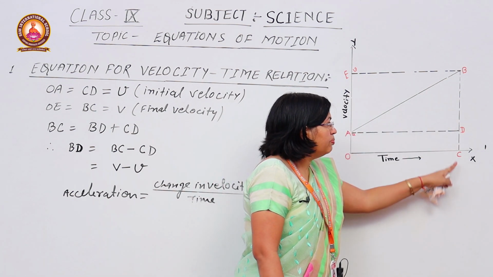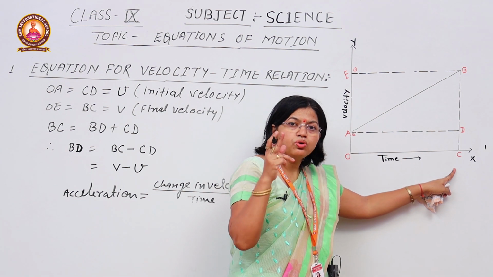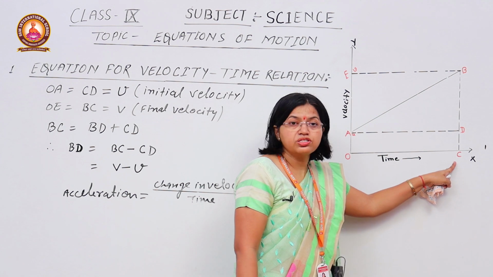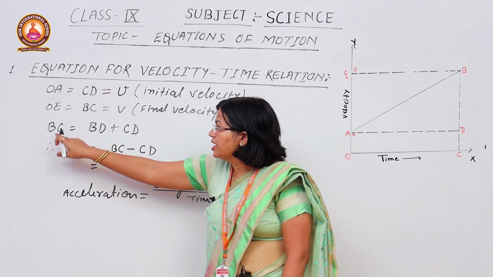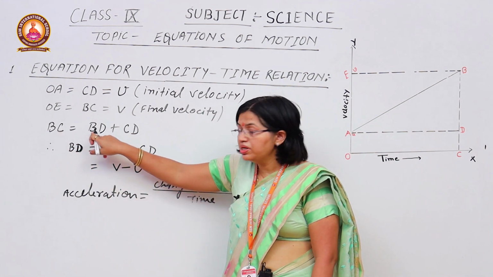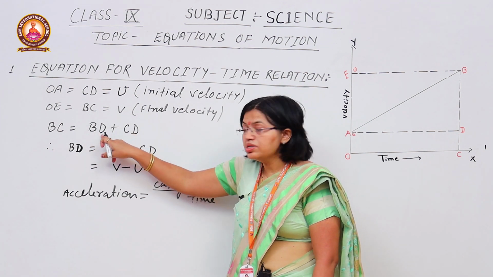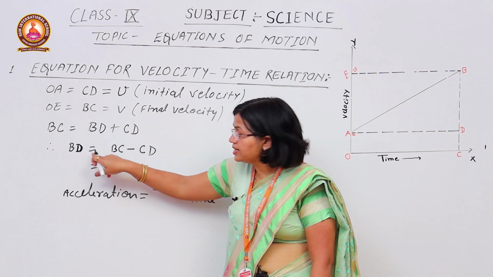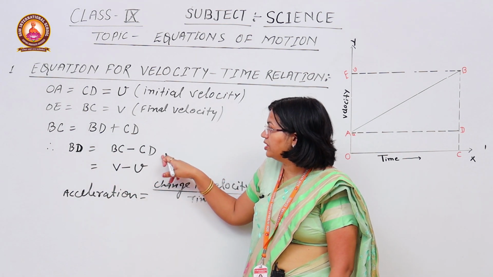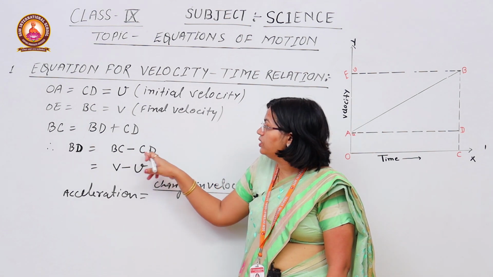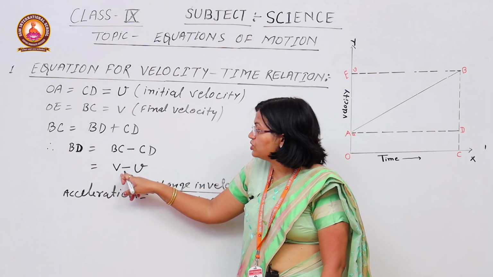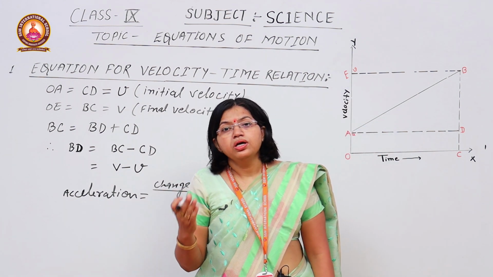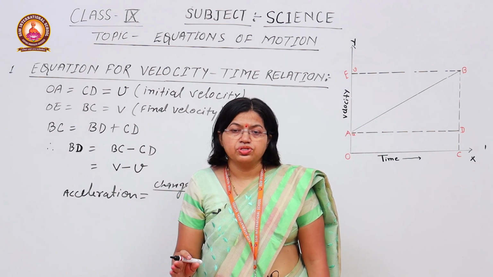Observe carefully, BC is the sum of two line segments, that is BD plus DC or CD. Therefore, we can write BC is equal to BD plus CD. From this equation, we can find the value of BD. Therefore, BD is equal to BC minus CD. We know the value of BC and we know the value of CD, so BD is equal to v minus u. All of you know very well that v minus u is nothing but the change in velocity.